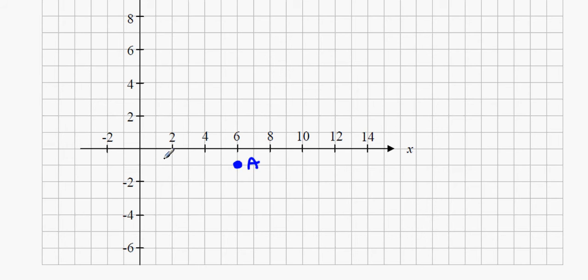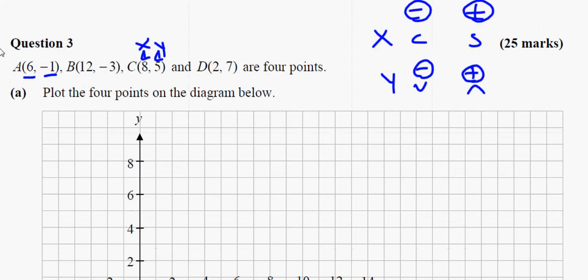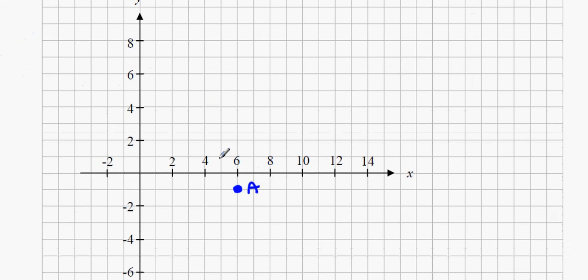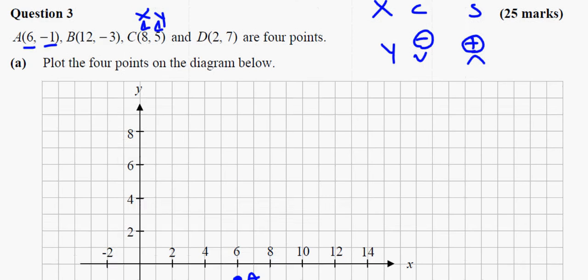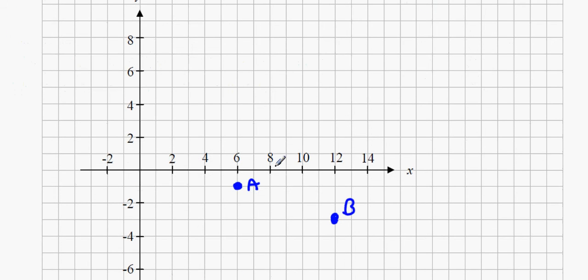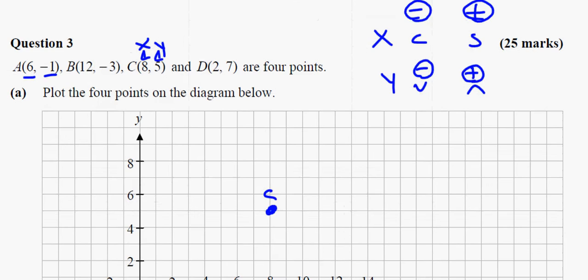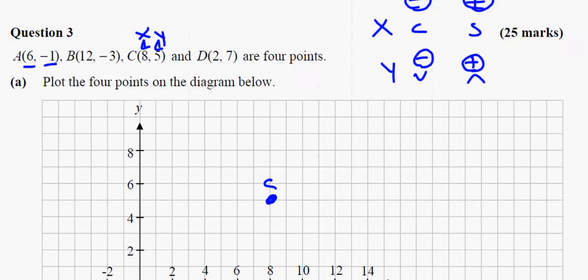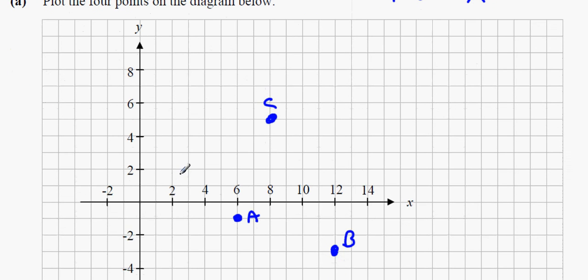Now let's go for letter B. 12 to the right and 3 down. So 12 to the right and 3 down, we got letter B. 8 across and 5 up for C. And then finally D. 2 across, 7 into the air.